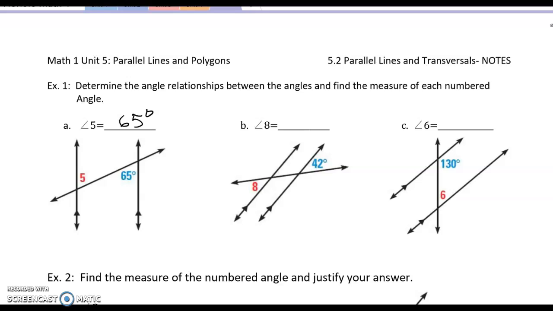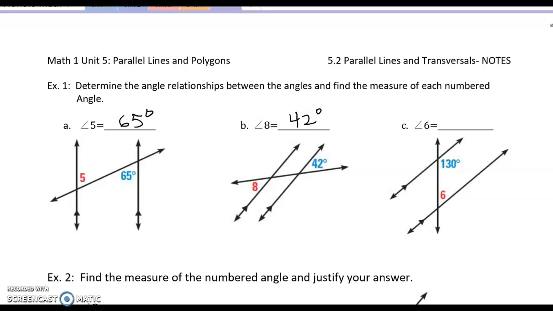Look at example B. Again, we see the markings on the bottom of those two lines. Those two lines are parallel. With the transversal, we have specific relationships. Angle 8 and that 42-degree angle are alternate exterior angles. So if we have a transversal intersecting parallel lines, the alternate exterior angles are congruent. So angle 8 measures 42 degrees.